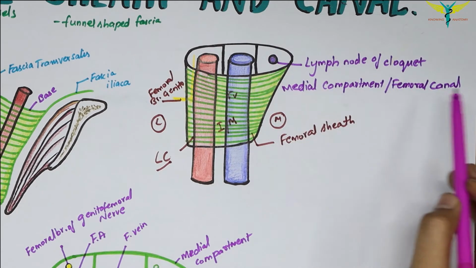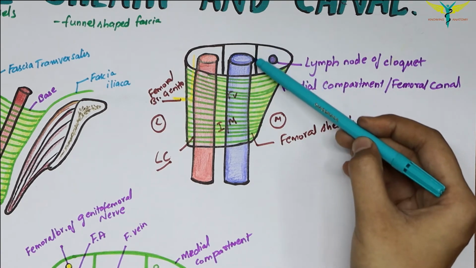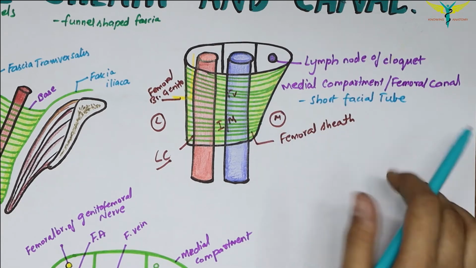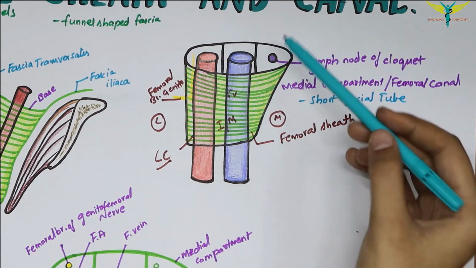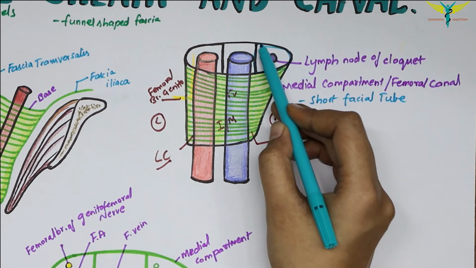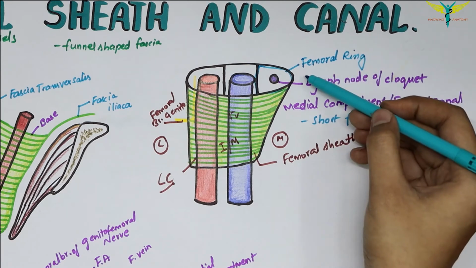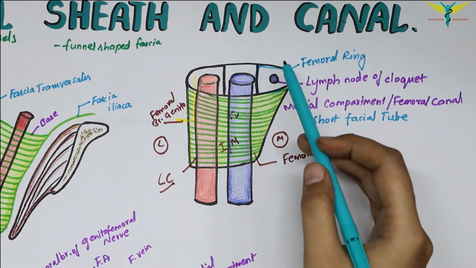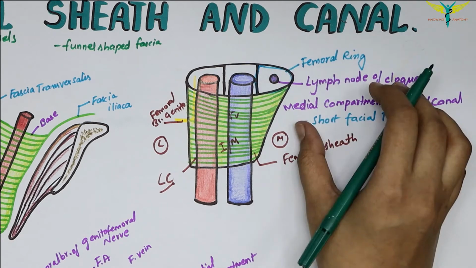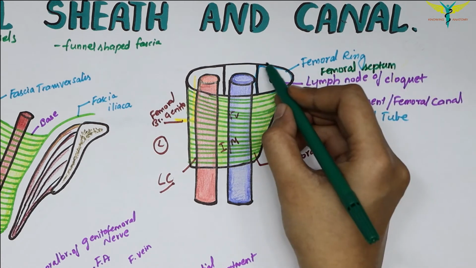This medial compartment or the femoral canal is a short fascial tube which decreases its width from above to downwards, and it is closed inferiorly by the fusion of the walls. The upper end of this femoral canal opens into the abdominal cavity, and this upper end is called the femoral ring. So this is the femoral ring, and it opens into the abdominal cavity. And a fatty areolar tissue that is called the femoral septum closes this ring.